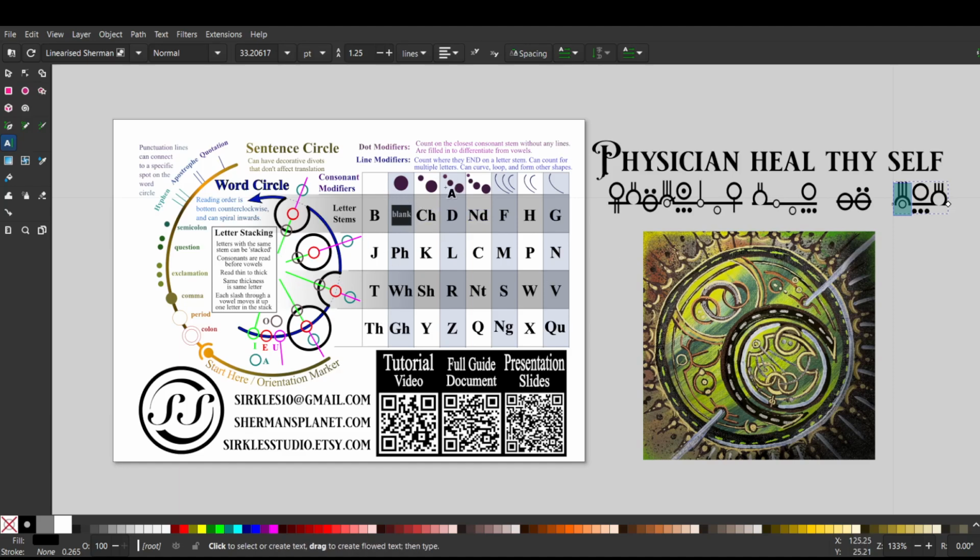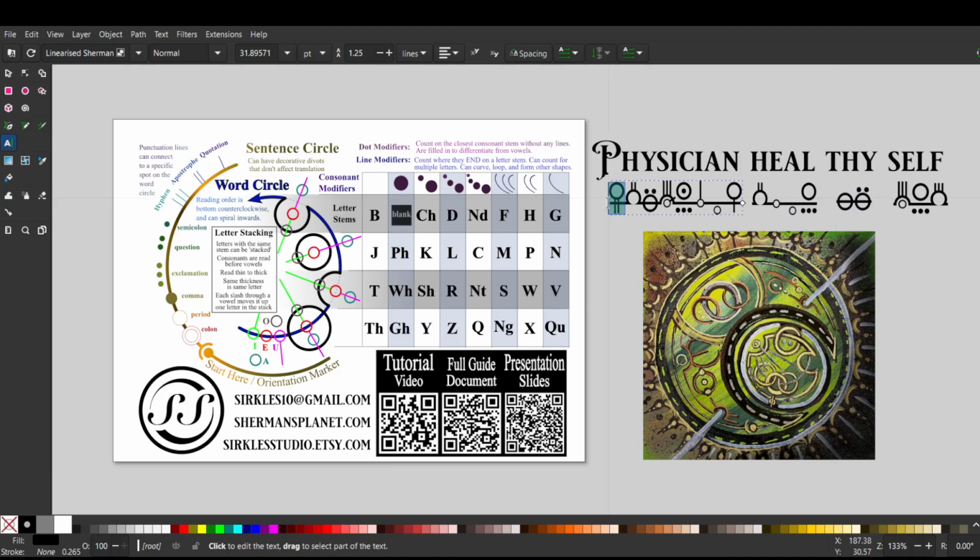Now the columns are the modifiers. So the simplest base modifier is the first row, which is nothing. You see how this has no dots by it and no lines on it? That makes it in this row here. So this would be a TH, which is good because this is the TH in thy. Whereas dot modifiers, they can be on top, below, inside, anywhere. So long as there are the right number of dots by that letter, we can tell what letter it is. So that would be the Y.